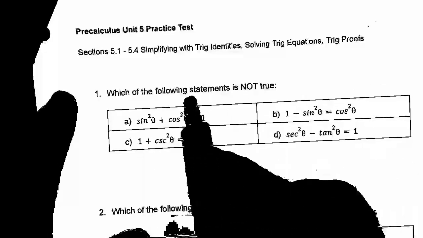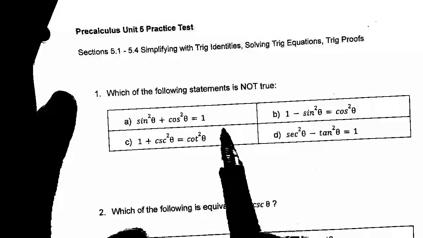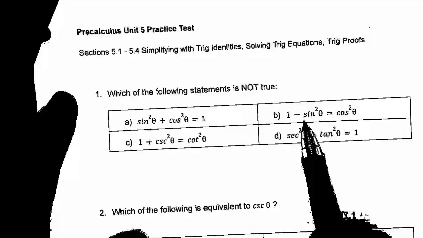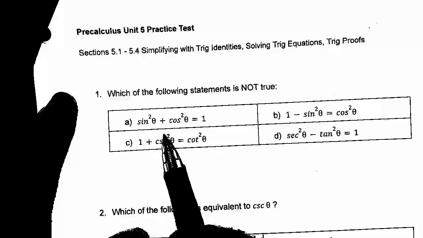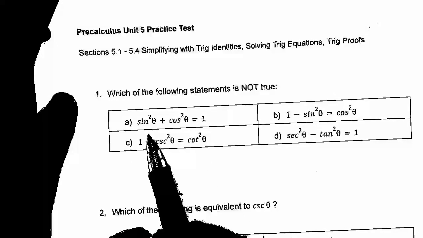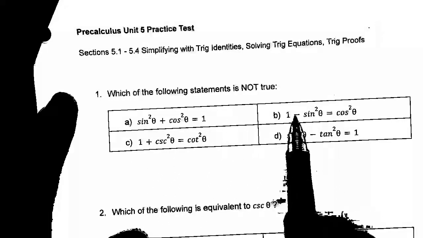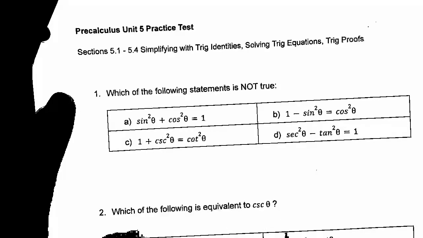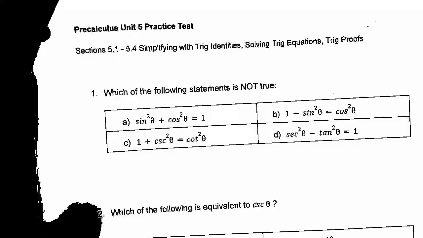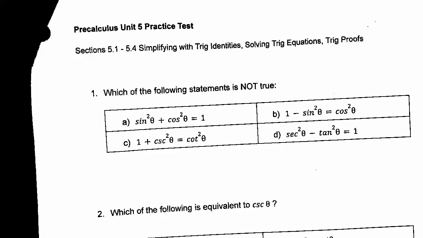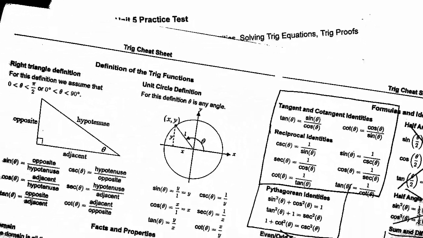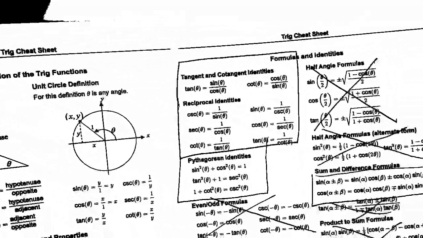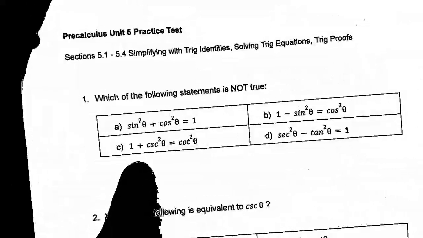So these are all different variations of the Pythagorean identity. Notice this is our original. This is where I was just subtracting sine squared from both sides. These two are fine. But it's actually answer C that is not correct. And you could use your formula sheet to help you. If you look at the Pythagorean identity, it's 1 plus cotangent squared equals cosecant squared, not the other way around. So C is incorrect.